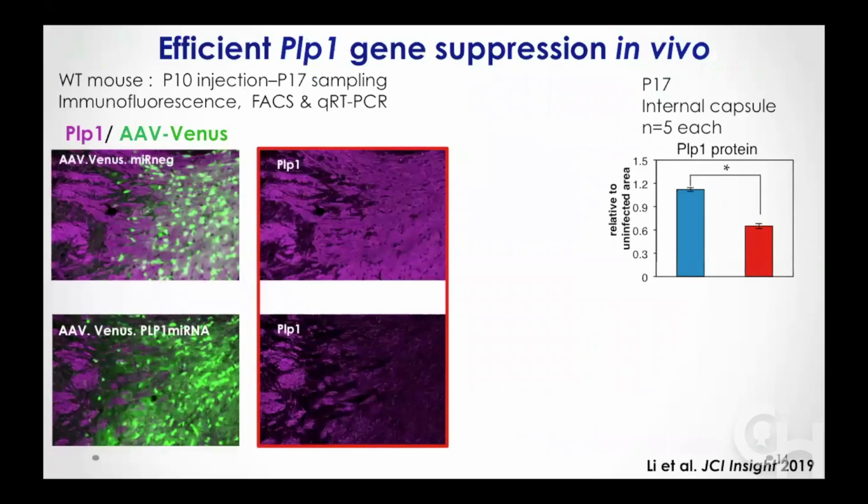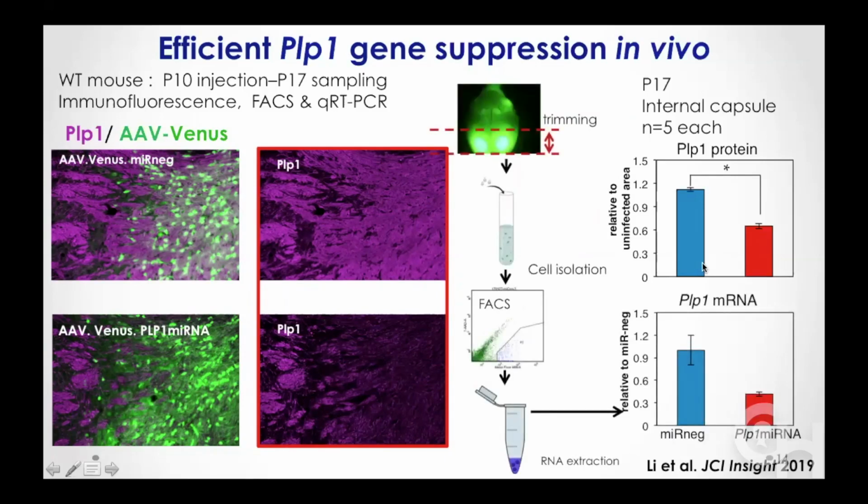These data show how our artificial mRNA can suppress the PLP1 gene expression. Again, green color shows the infected cells, magenta color shows the PLP1 protein. Upper panels are the negative control AAV doing nothing on PLP1, and the lower panel shows the AAV harboring PLP1 miRNA. As you can see, PLP1 expression is clearly decreased in the therapeutic AAV by 50%. This was also true at the mRNA level, measured by quantitative PCR, by 60% reduction.